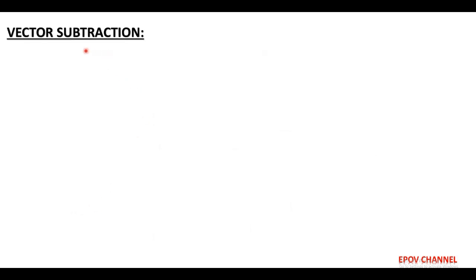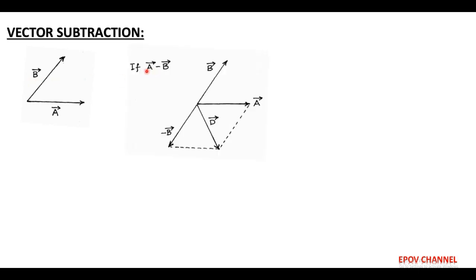Next concept is vector subtraction. Here also we consider two vectors, vector A and vector B. For the subtraction of these two vectors, that is vector A minus vector B, we join the tails of these two vectors. Now for subtraction, we draw opposite of vector B, that is called minus B vector, and using parallelogram addition rule. And here the resultant of vector A and minus vector B is D vector. And D vector is simply the addition of A vector plus minus B vector, that is A vector minus B vector. And it is called vector subtraction.